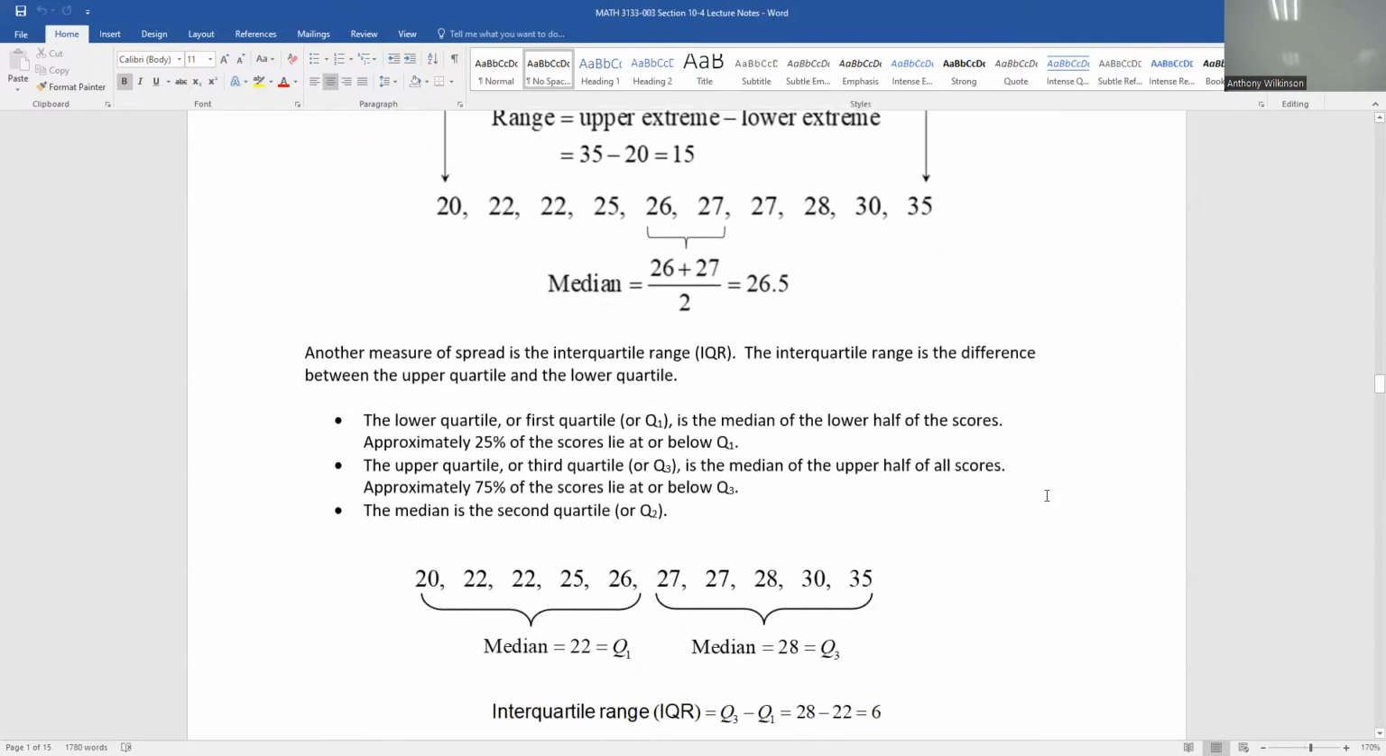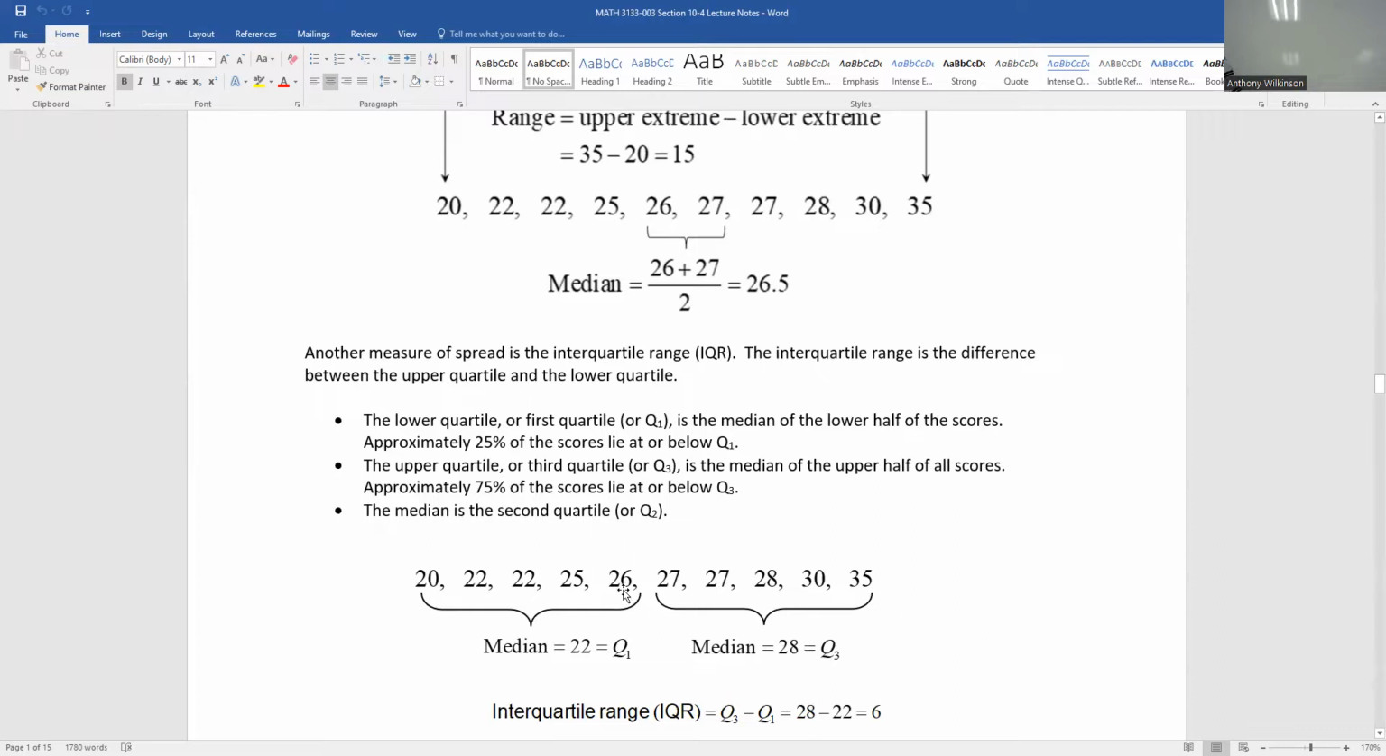All right, now, there is another measure of spread. We call that the interquartile range, or in short, IQR. And of course, the interquartile range is nothing more than the difference between the upper quartile and the lower quartile. And in this case here, the lower quartile, which is considered to be the first quartile, or Q1, that's the median of the lower half of the scores.